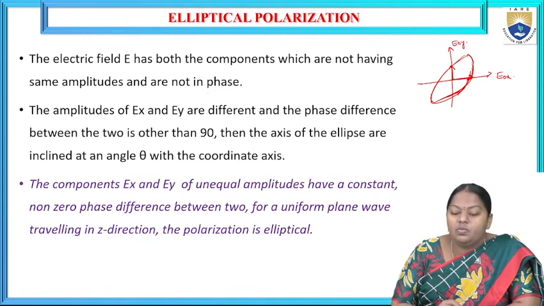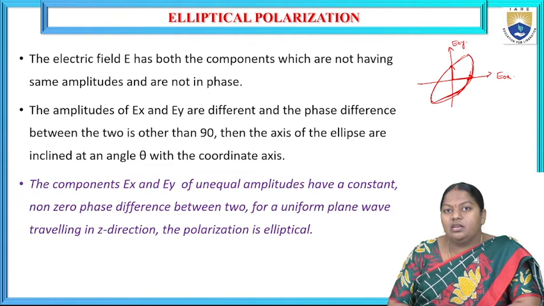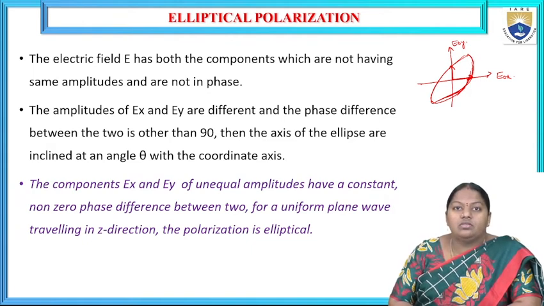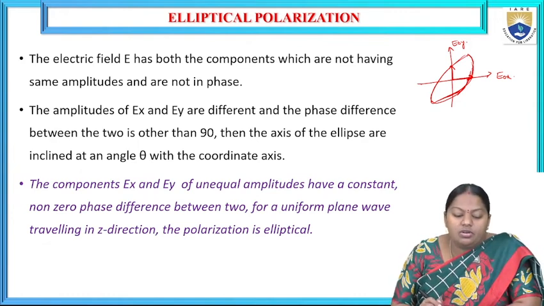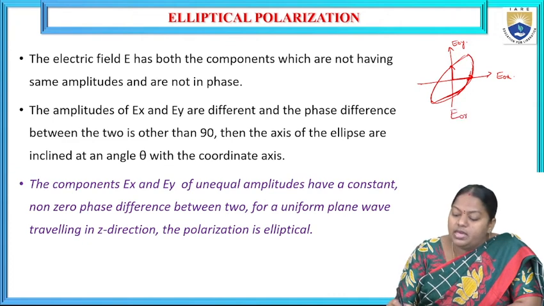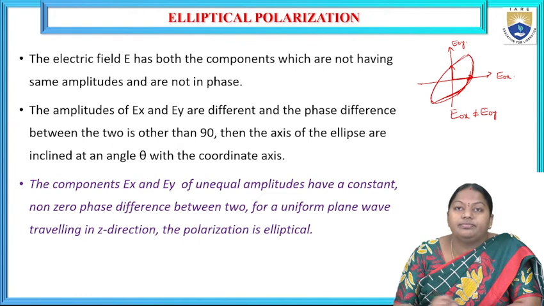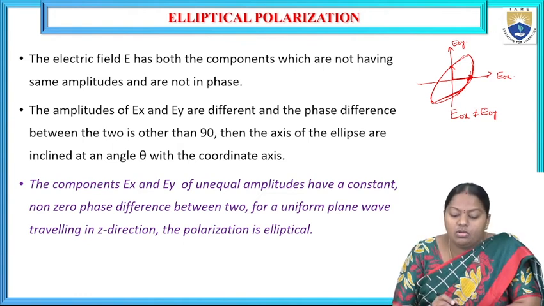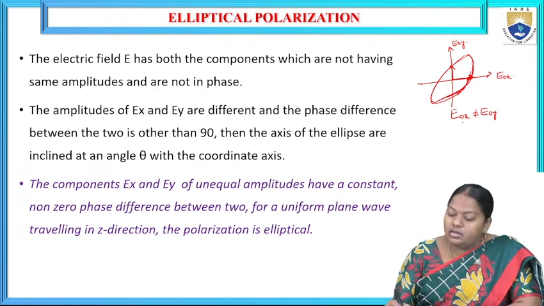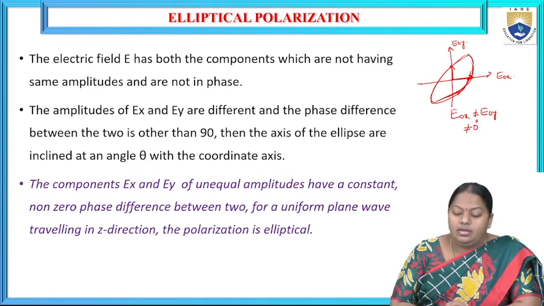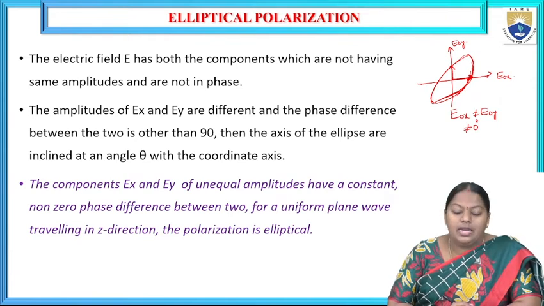Based on this we can define elliptical polarization as follows: if the electric field E has both components, which do not have the same amplitudes, meaning E0x is not equal to E0y, and are not in phase, meaning the angle between the two is not equal to 0 degrees, that should be more than 0 degrees and less than 90 degrees.